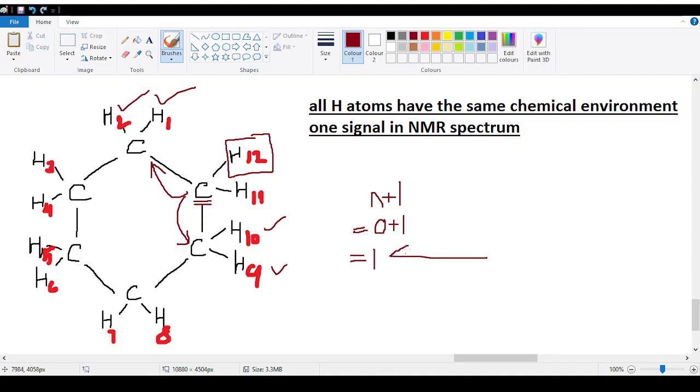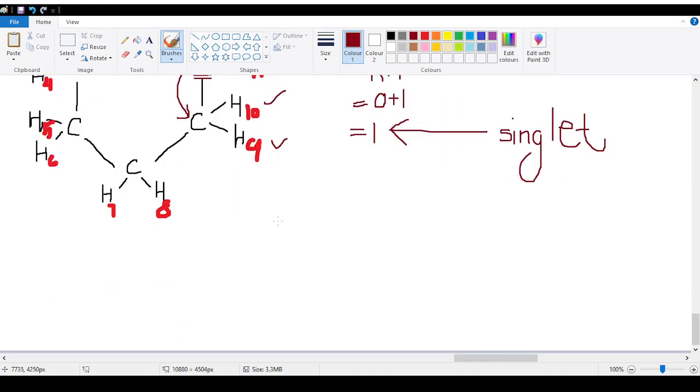So we're getting one. That means when we get n plus one as one, this is responsible for what pattern? Singlet pattern, right? Yes. So you will only get one peak, that is a singlet pattern. Just one peak. That's it. Are we clear or not clear? Okay, clear.